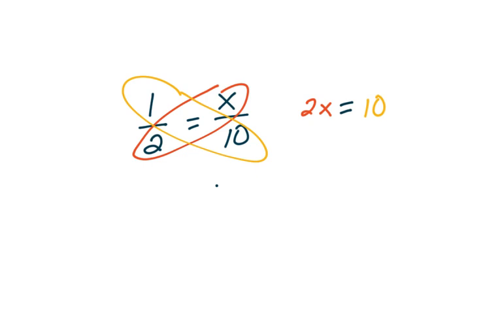And then to solve that, I would go ahead and undo that 2 times x. And so the opposite of multiply is divide. So I would divide both sides by 2 to get my final answer of x equals 5. And then if I go back and I replace that, and I put that 5 in there, 2 times 5 would be 10, and 1 times 10 would still equal 10. So I know that I did it correctly. So that is the cross multiply method.